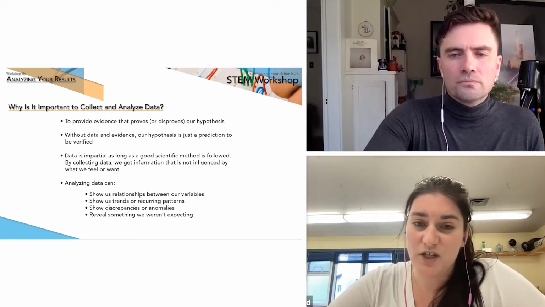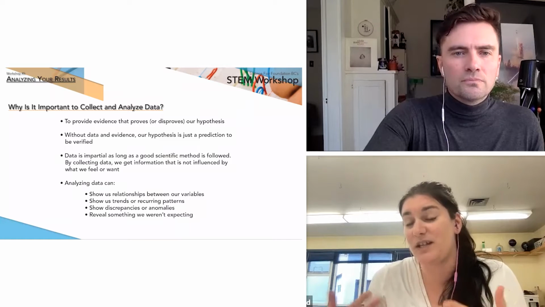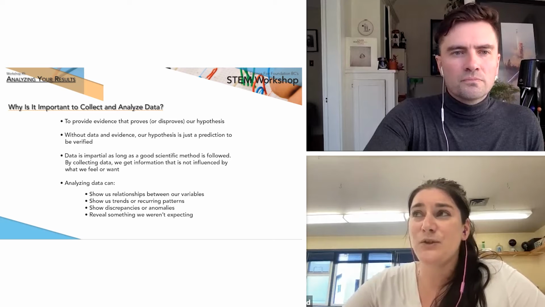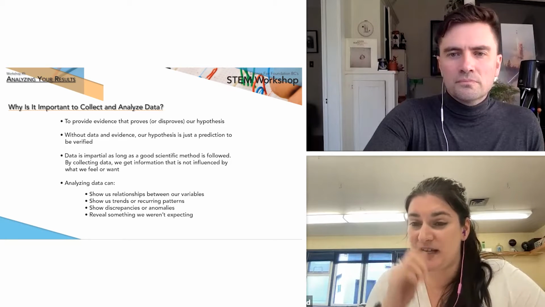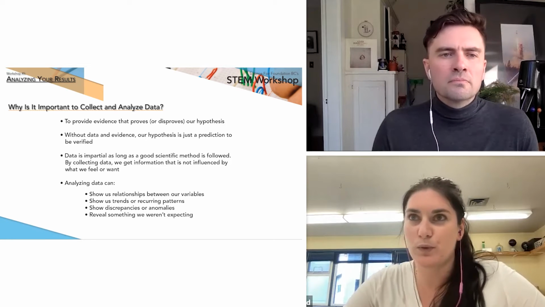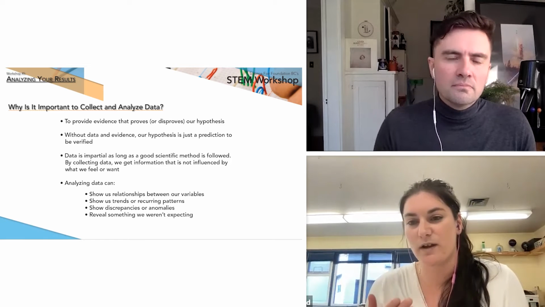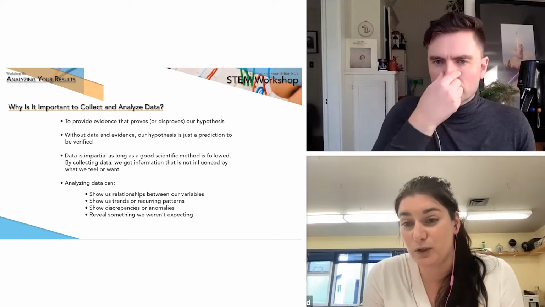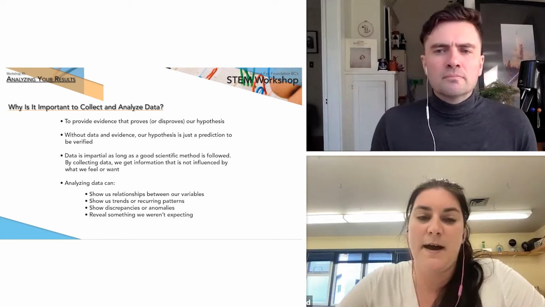So when we do a prediction without data and evidence, that's all it is. It is a prediction that actually needs to be tested and verified. And it's really important to follow a good impartial scientific method to do the analysis in the project, so that the goal is not to prove that you were correct. The goal is to see what the data is telling you, and whatever that is, to analyze it impartially and to come to neutral conclusions and to actually really figure out what is happening there.